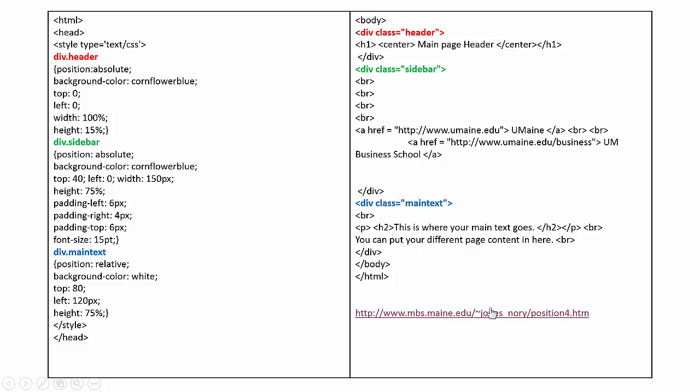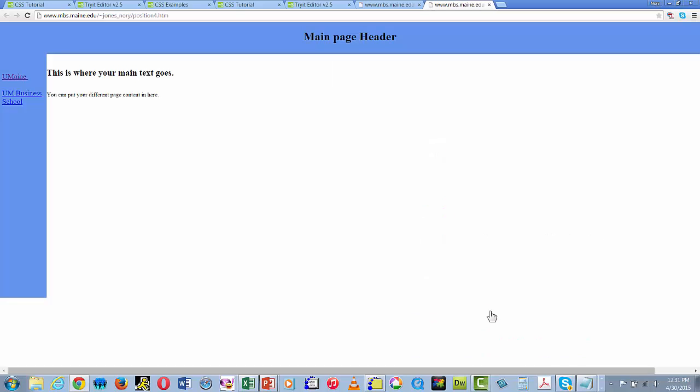And let's go back to the picture. Okay, so this is where your main text goes. So this was relative because we were saying that we want this box to be relative to this and that. And so it will adjust it accordingly on the page. And we put some text in here.